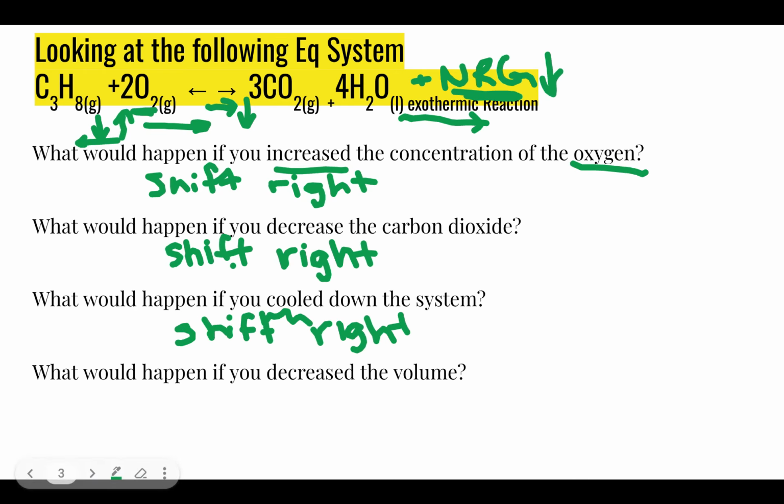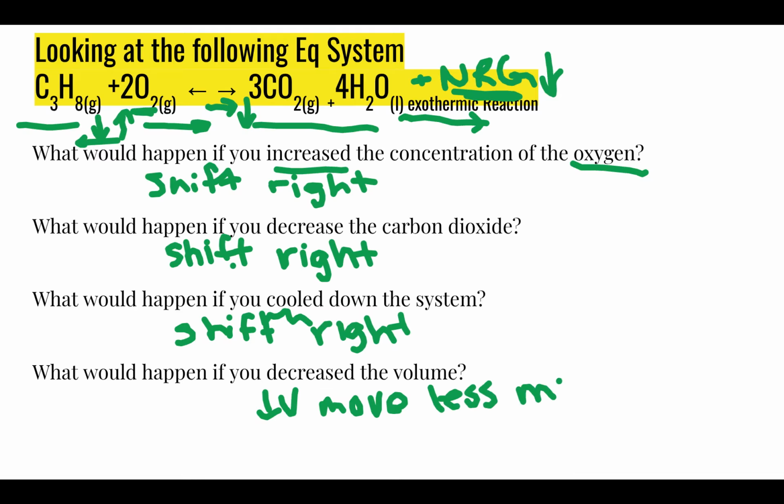Now, the last one is what would happen if you decrease the volume. So if we're decreasing the volume, we are looking at all those moles, and we have more moles on the right-hand side than we do on the left-hand side. So if you're decreasing the volume, you're moving to the side with less moles. So in this case, you are shifting to the left. So that's our basic shifts.